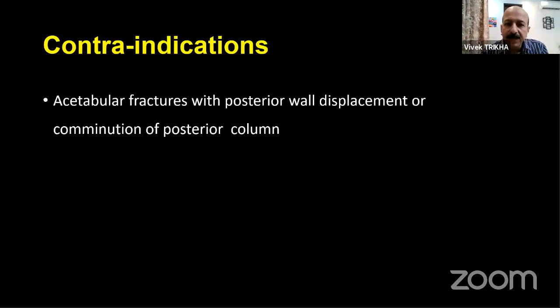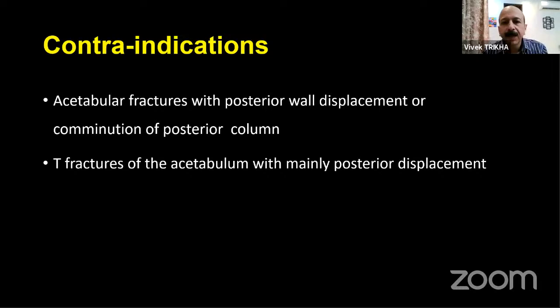What are the contraindications? Remember, it's not that everything is rosy with this. Posterior wall displacements or comminution of the posterior column is not so easy to get fixed with intrapelvic approaches. So don't venture here when you are very much into intrapelvic. Most of the posterior displacements, which are very high, go by the posterior standard approach. It doesn't mean that all fractures need to be fixed through intrapelvic. Which are ideally suited, do that. If posterior, go posterior. These are the problems.